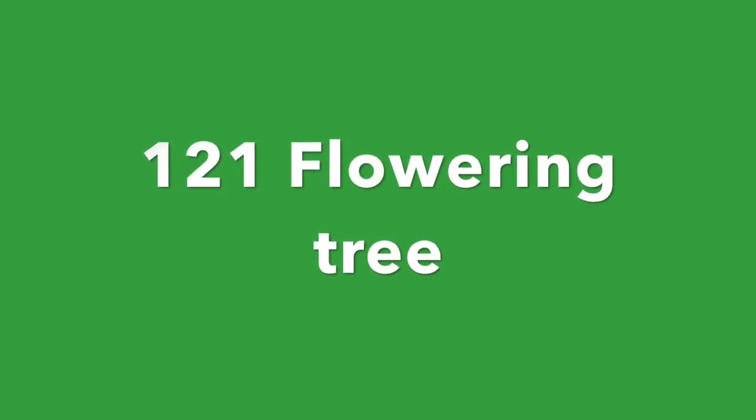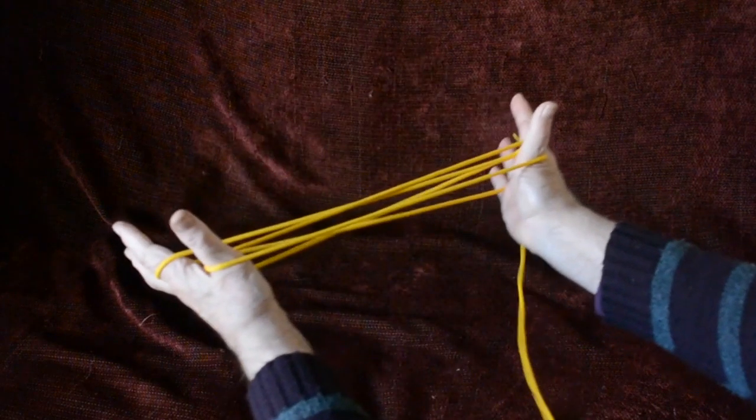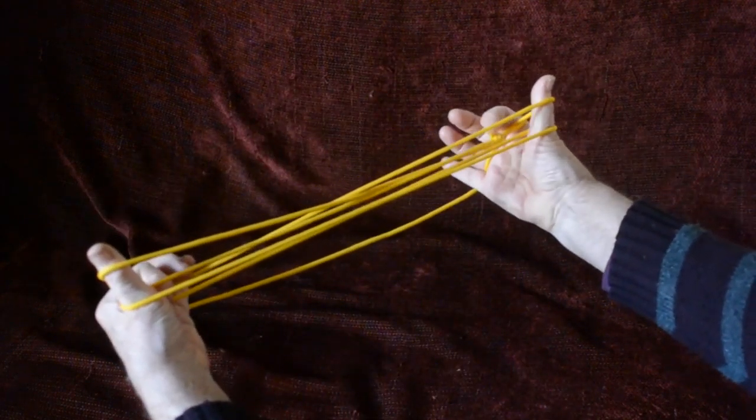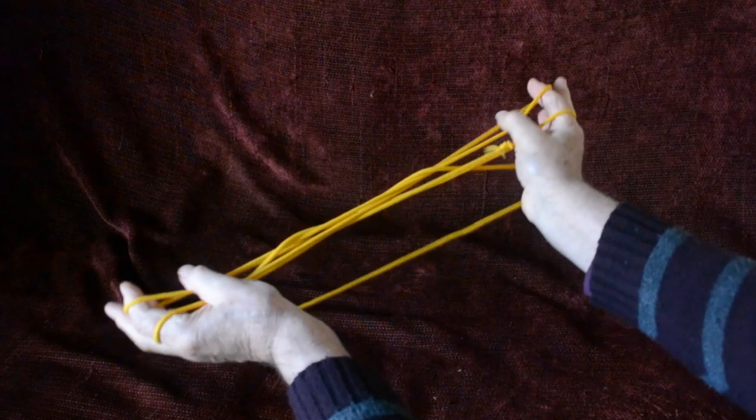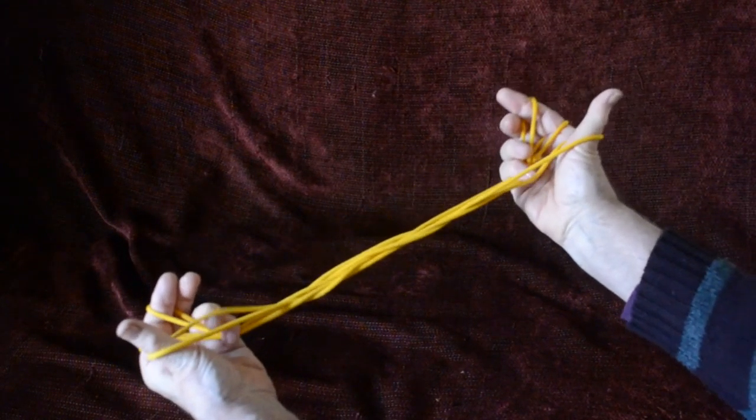This design is called Flowering Tree, and it comes from Kokoda. And I'm just going to make it at almost normal speed. I'm not going to talk you through all the moves, because if you've been following me up to now, you'll be able to slow this video down a little bit, and you'll see them all quite simply.